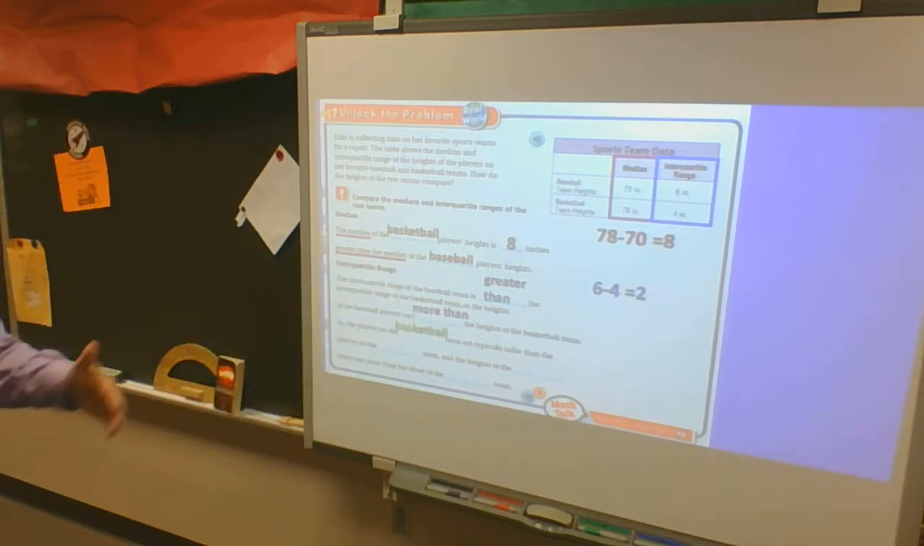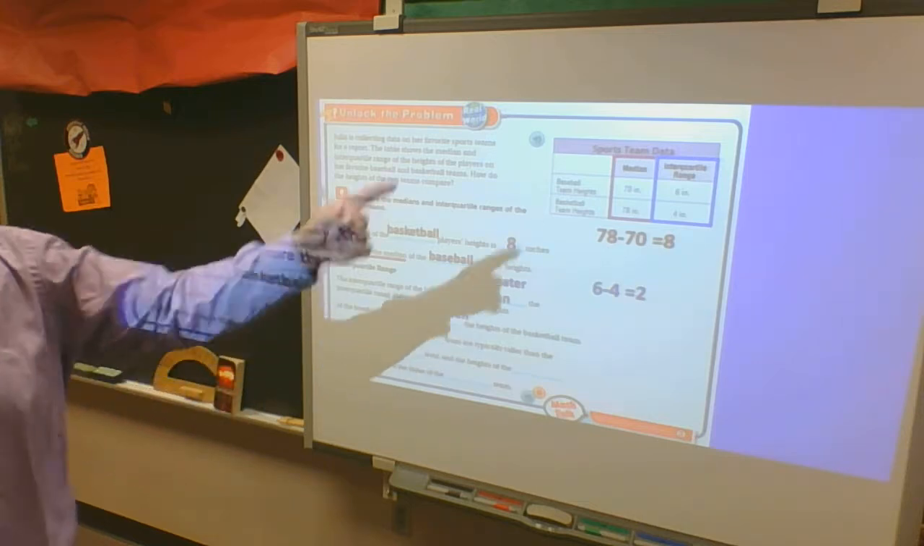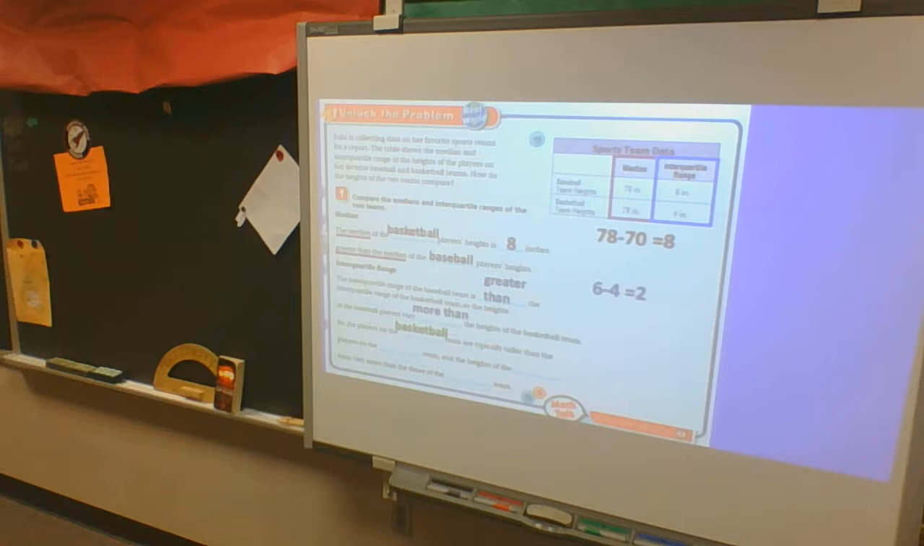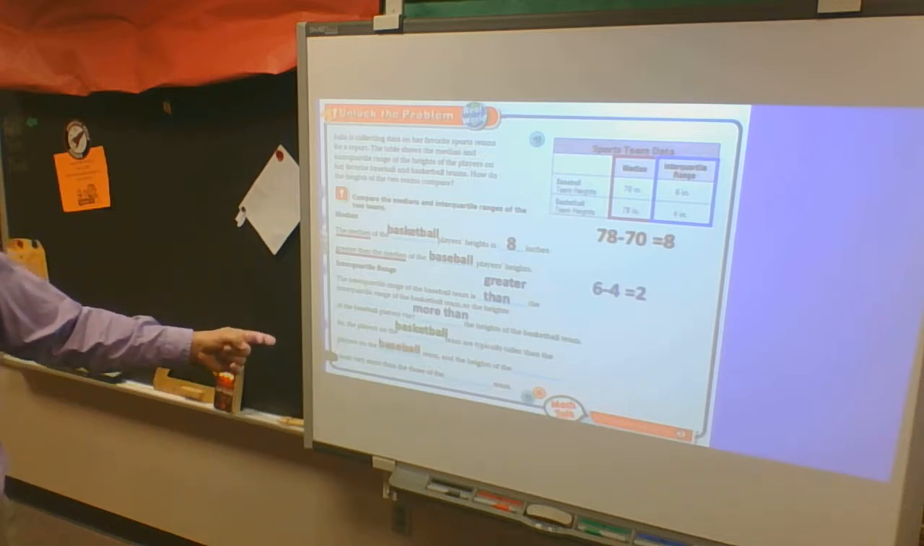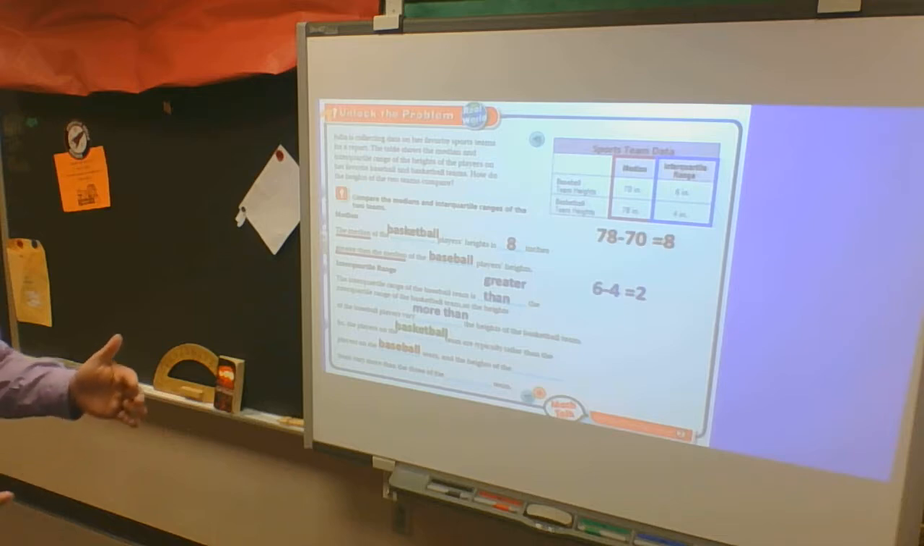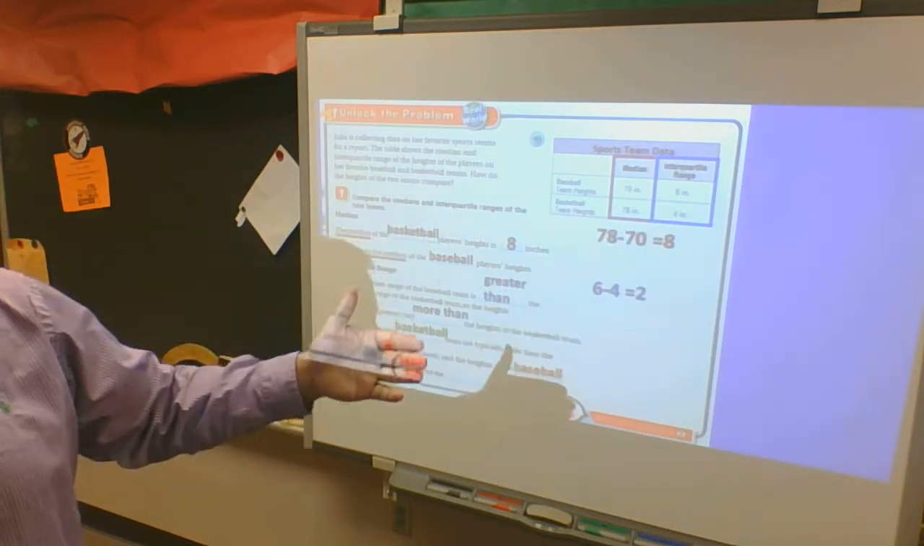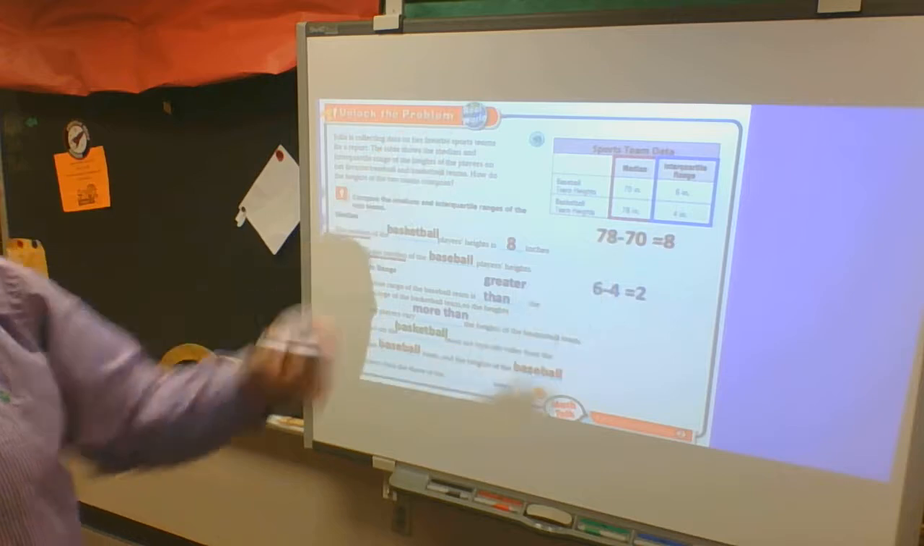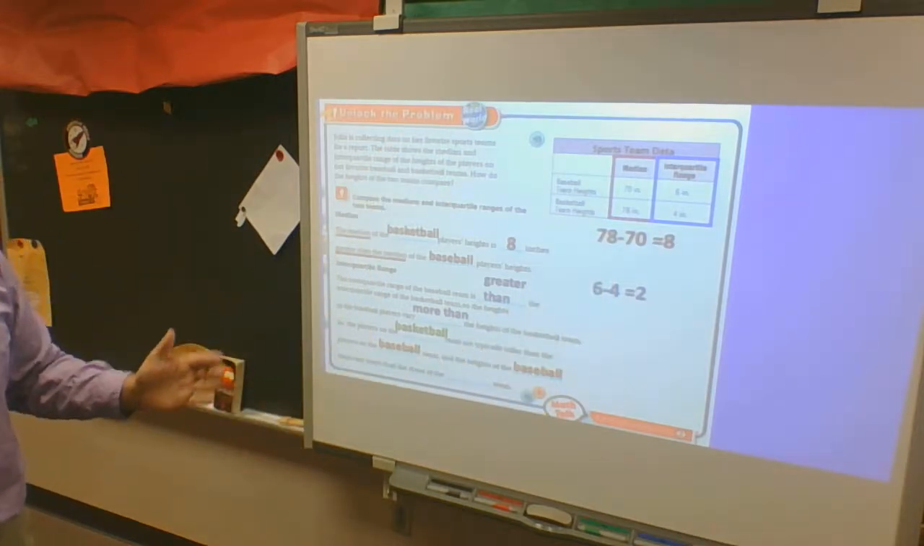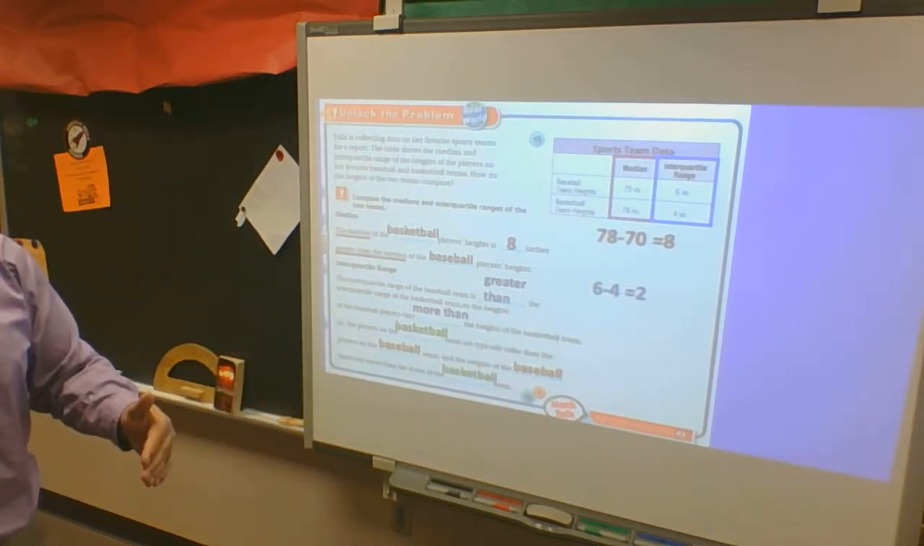So the players on the basketball team are typically taller because we know our median is 78. Then the players on the baseball team, the heights of the team vary more than those of the other team. So when we talk about the differences, the interquartile range, then I know the baseball team's heights differ more than the basketball team.